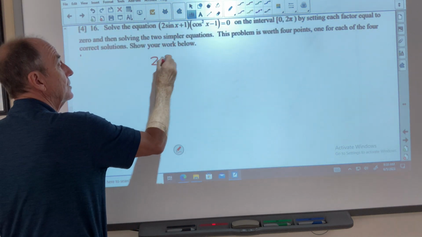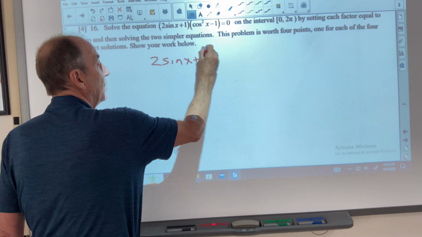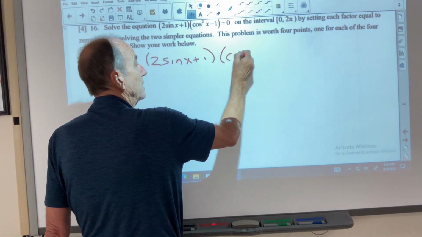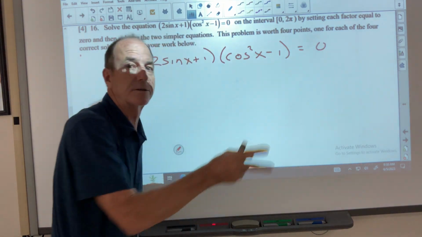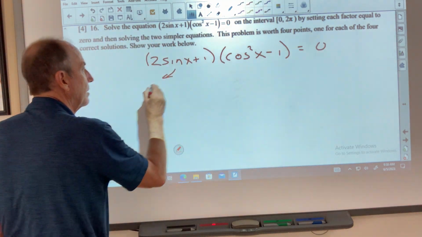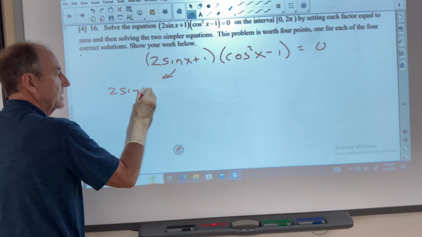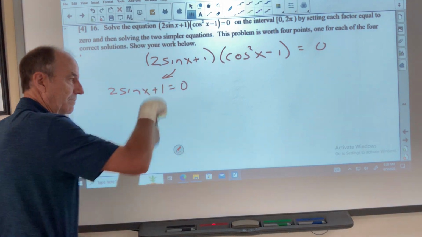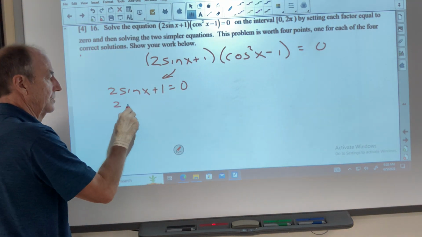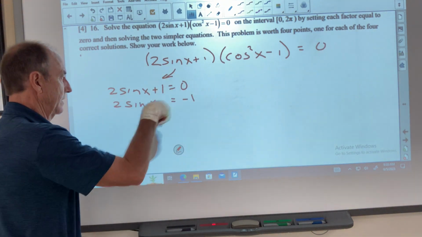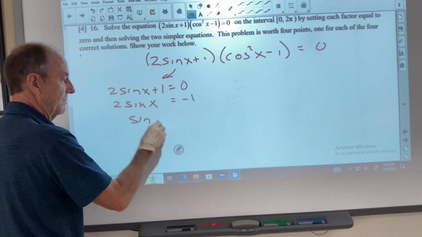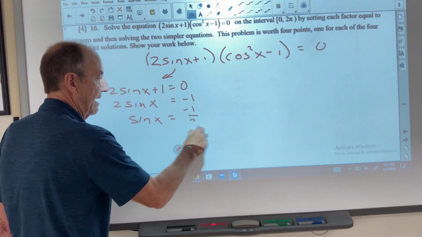So let's see how this would play out if we were working this problem. We start off with 2 sine x plus 1 times cosine squared x minus 1 is equal to 0. So we have 2 factors equal to 0. This could be 0. 2 sine x plus 1 is 0. Let's go ahead and finish this one out. We get 2 sine x is equal to negative 1, moving the 1 across, and then dividing through, we have sine of x is minus 1/2.